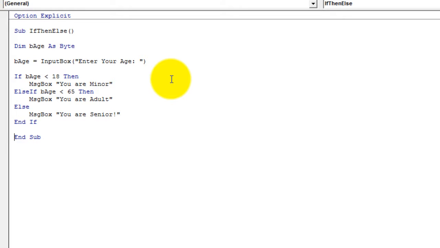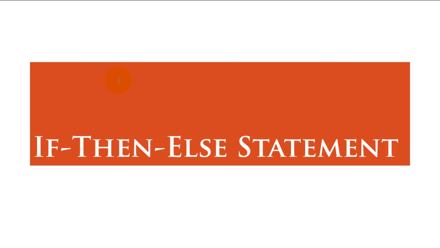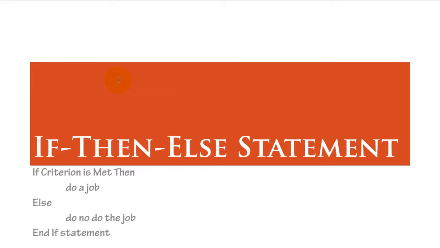We'll take a look into it once we have gone through the loops. We'll combine a loop and the if then else statement. We'll see how the two work together. So as we saw in a simple if then else statement, it says if the criteria is met, then do a job. If it is not met, else do not do the job or do something else. And we end the if statement.